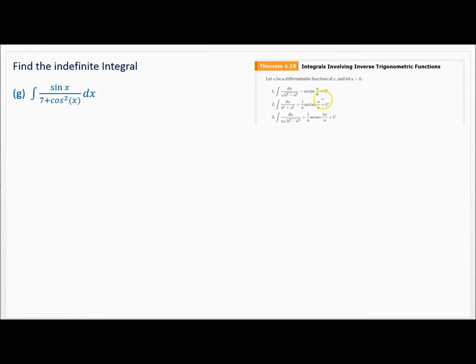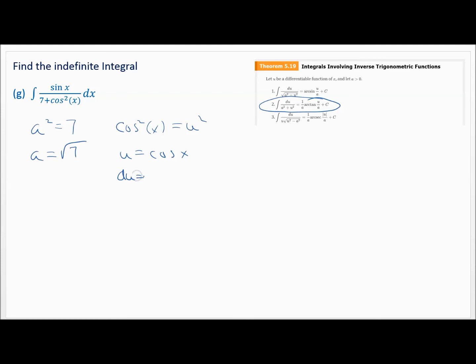So I'm looking at this one right here. Why could that work? Well, first of all, there's no square root, so I'm thinking it's probably not 1 or 3. And a squared would be the 7. That means a is the square root of 7. Again, it's okay if your a or your u is not perfect, especially the a. Cosine squared of x is going to be your u squared, which means u is equal to cosine of x.